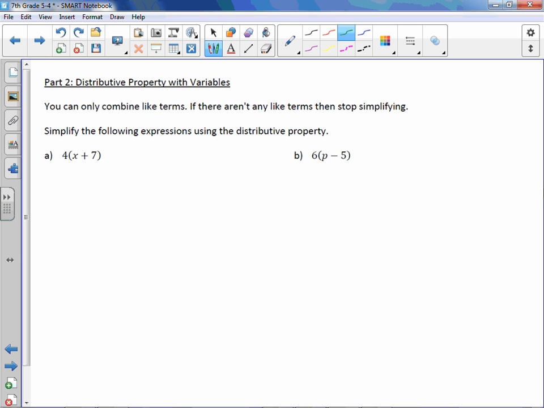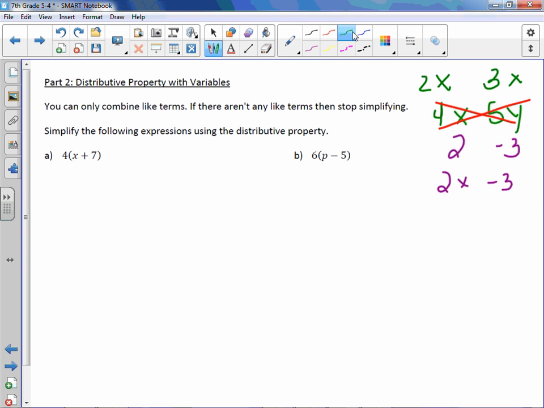Like terms are numbers with the same variable expressions. So 2x and 3x are like terms. However, 4x and 5y are not like terms because they don't have the same variable combination. Similarly, 2 and negative 3 are like terms. They don't have any variables. But 2x and negative 3 are not like terms because negative 3 doesn't have a matching variable. Okay? So here we go.